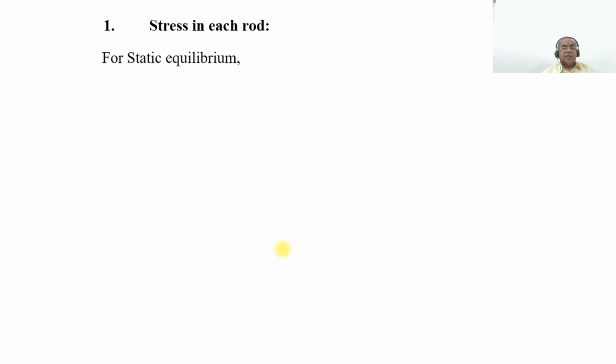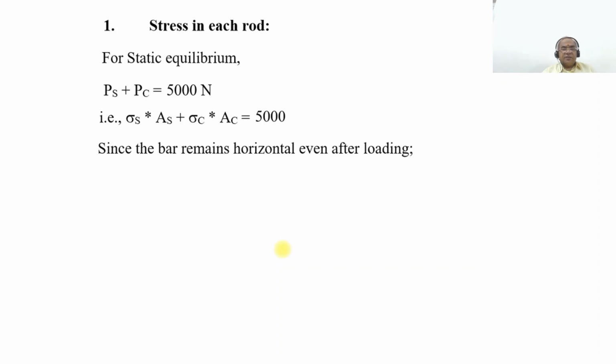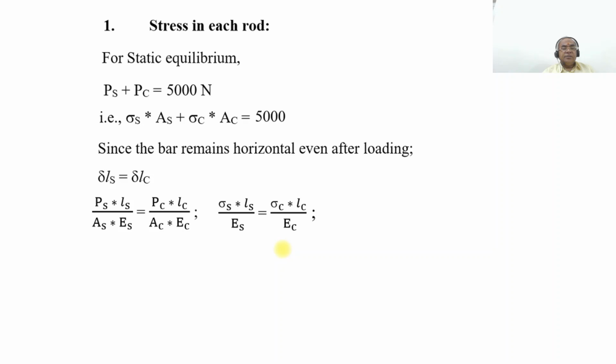For static equilibrium, PS plus PC will be equal to the total load, which is 5000 Newton. What is PS? PS is nothing but sigma S into AS plus sigma C into AC will be equal to 5000 Newton. Now, since the bar remains horizontal even after loading, delta LS will be equal to delta LC, which means PS into LS by AS into ES will be equal to PC into LC by AC into EC. So PS by AS, which is nothing but sigma S, into LS by ES will be equal to PC by AC, which is nothing but sigma C, into LC by EC.